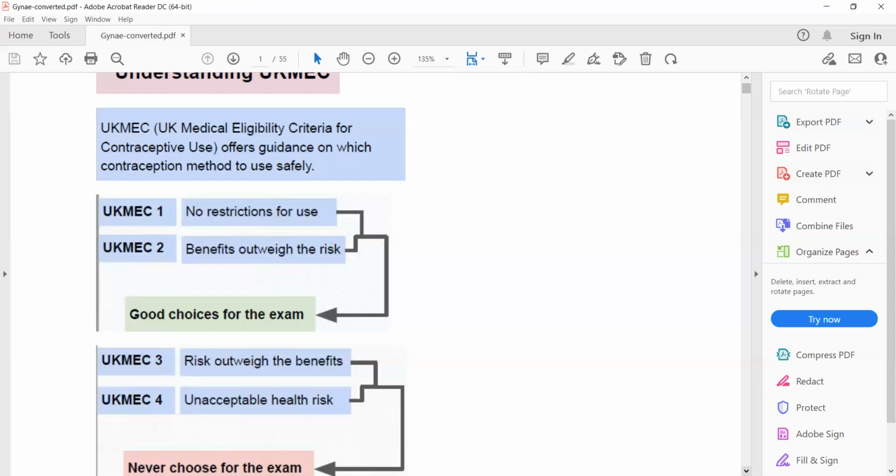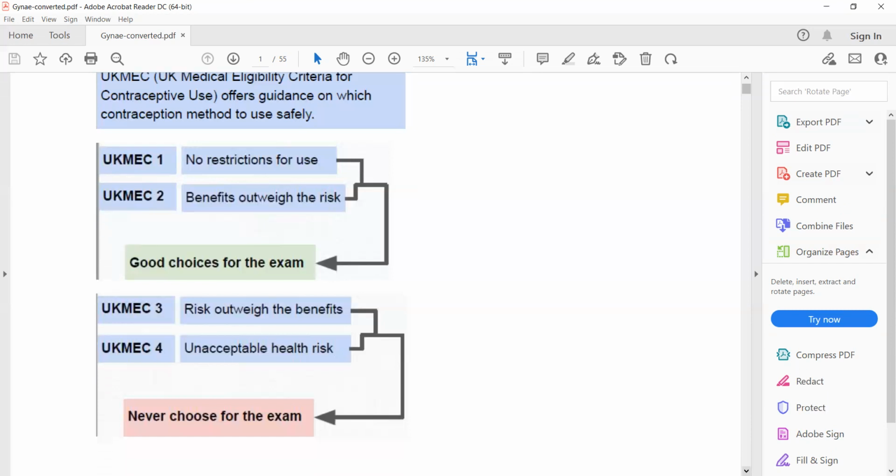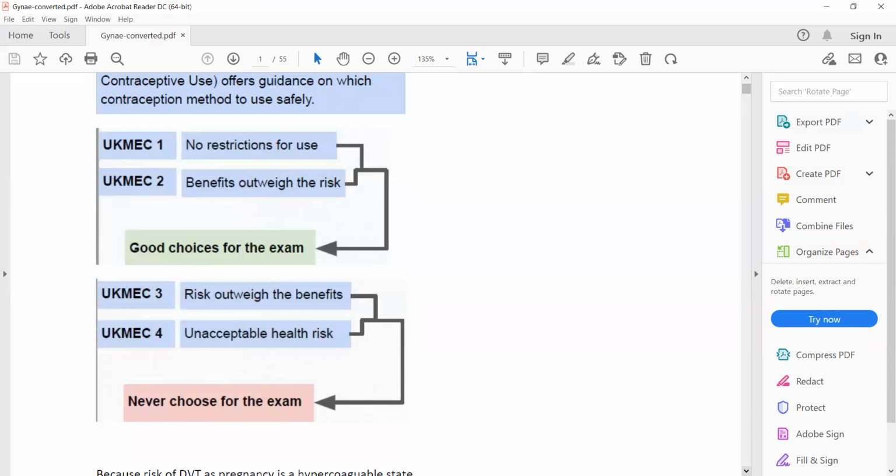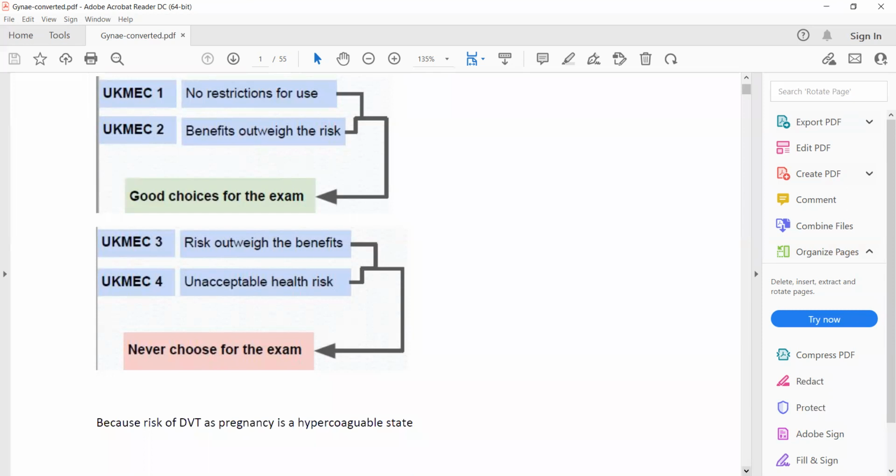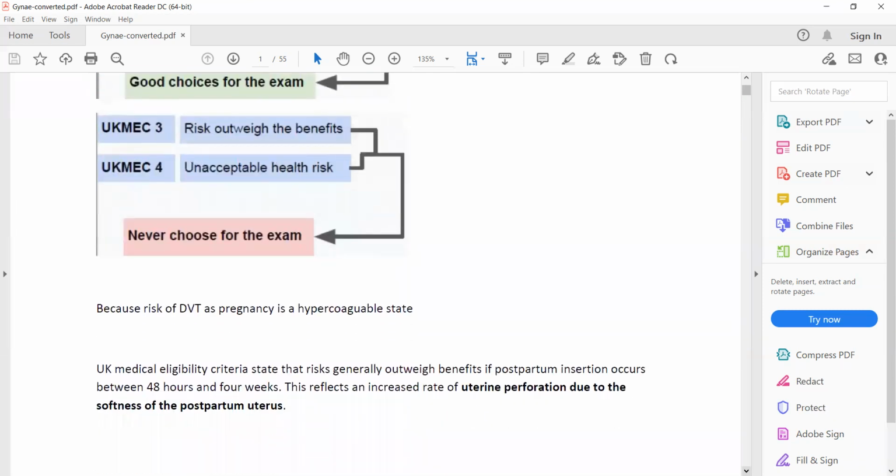While UKMEC 3 and 4, UKMEC 3 means risk outweighs the benefits. So the benefit is less and the risks are more. That is UKMEC 3. And UKMEC 4 means unacceptable health risk or absolute contraindication. So UKMEC 3 and UKMEC 4 are never a good choice for the exam. A good choice for the exam is UKMEC 1 or UKMEC 2.